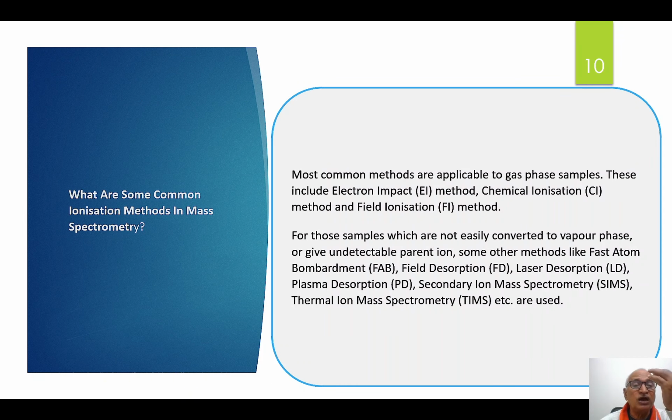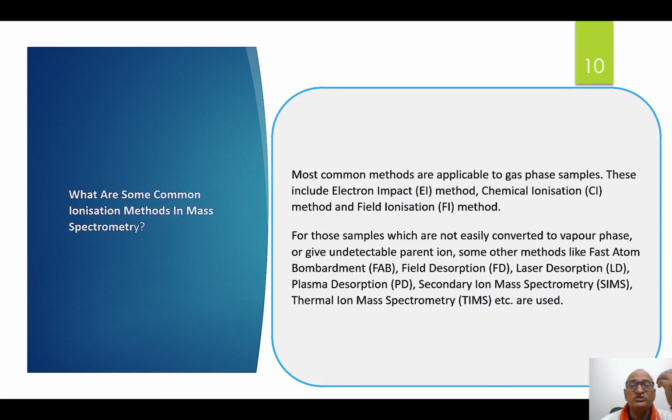What are some common ionization methods in mass spectrometry? As I told you, the electron impact method does not work for every kind of molecule. Most of the molecules can be handled by this method, but there are some other methods also. When the EI method fails, other methods are adopted. One method known as chemical ionization is very popular. It is very simple also.